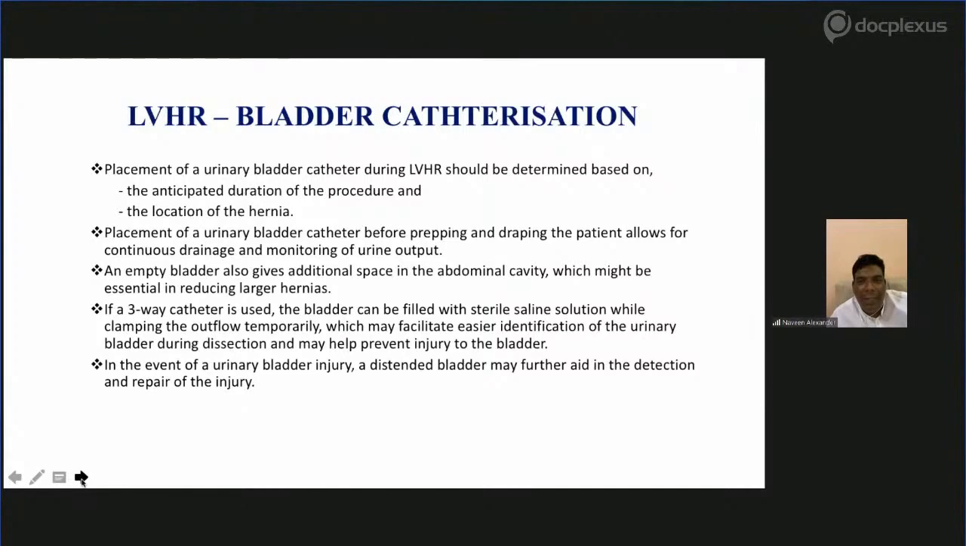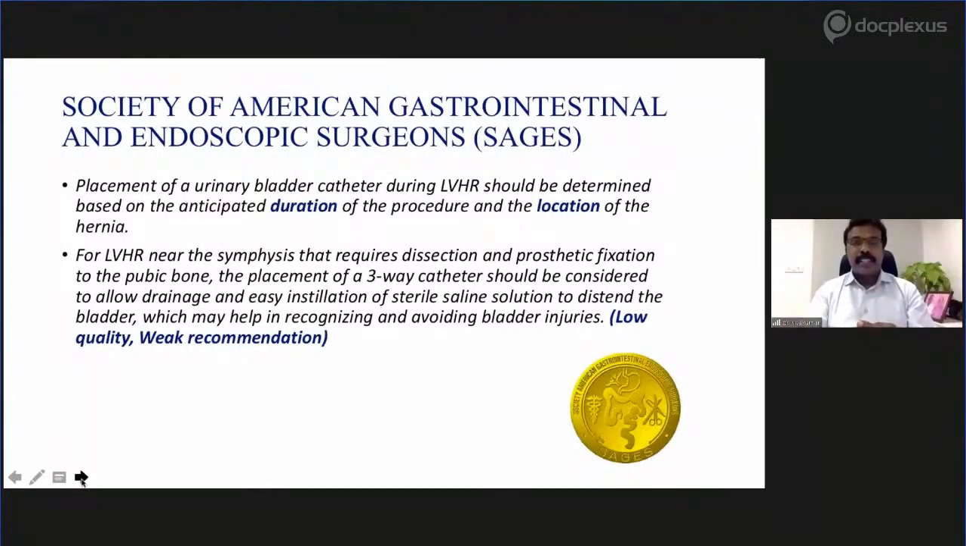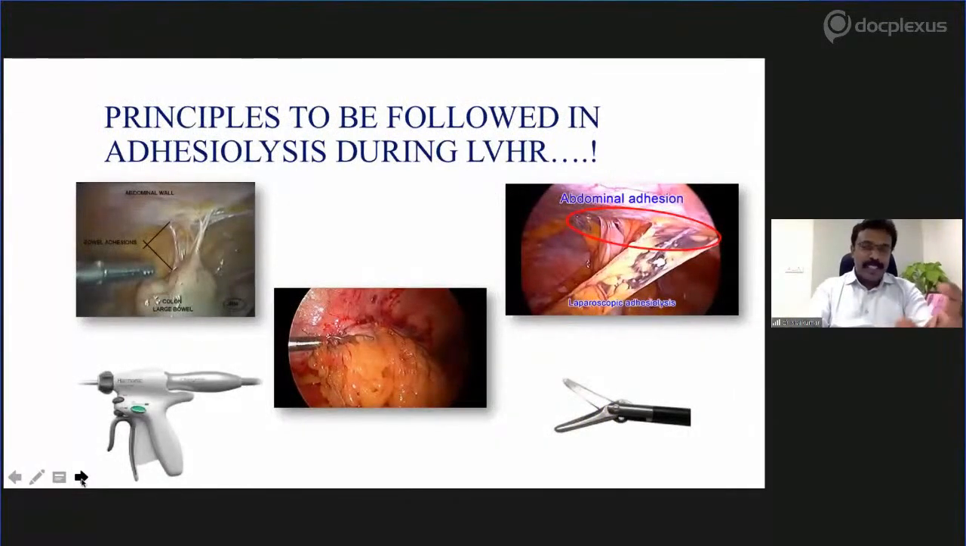Or even if there is a chance of an injury, it's definitely easier to identify when the patient is already catheterized. So what the panelists are saying is that you depend on the anticipated duration of the procedure and the location of the hernia. Near the symphysis pubis, as you all told, it's a must because there's a chance of bladder injury when there is adhesion. So we can jump over to the next question as the time is limited.